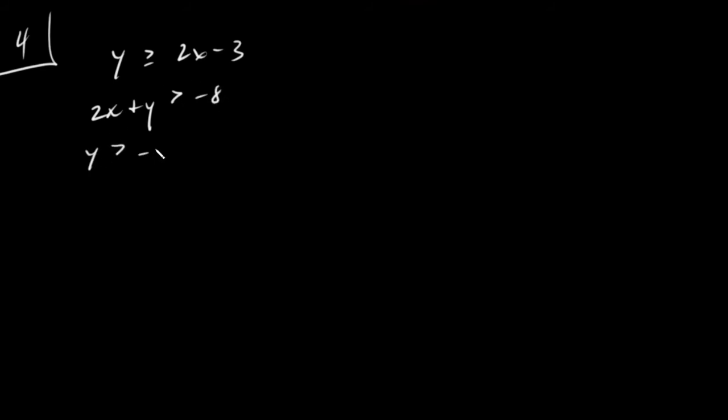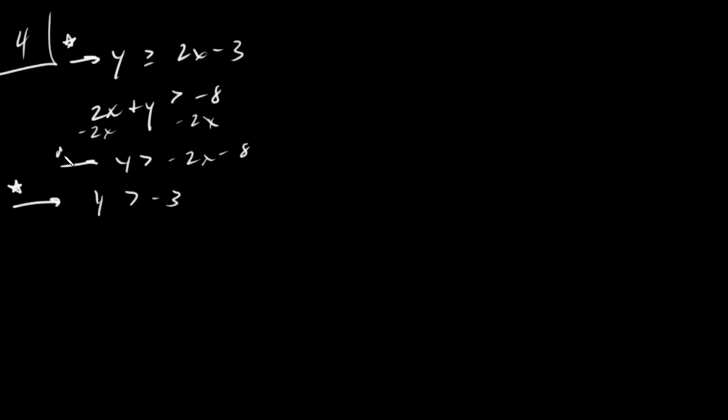All right, last problem. Number 4. Y is greater than or equal to 2x minus 3. 2x plus y is greater than -8. Y is greater than -3. So this is already in a good form for us. This one needs to be put in slope-intercept form. So subtract 2x, and you get y is greater than -2x minus 8. Now all of our things are in good form for us to graph.